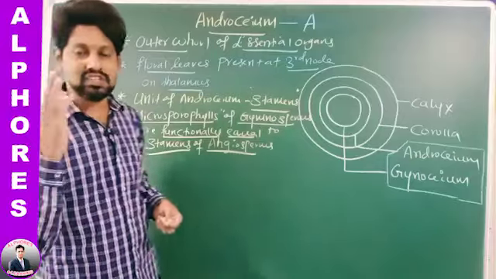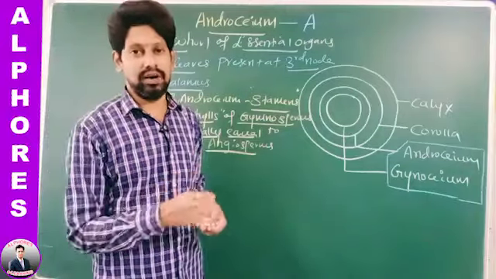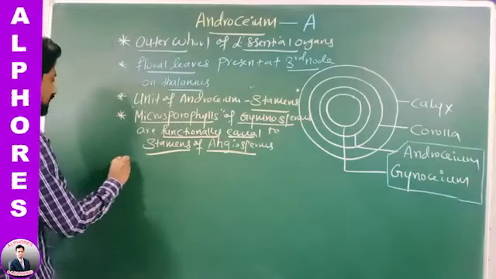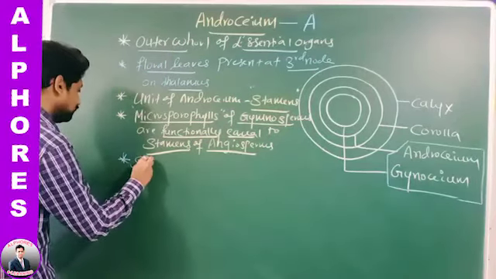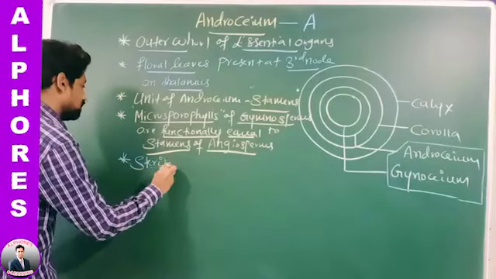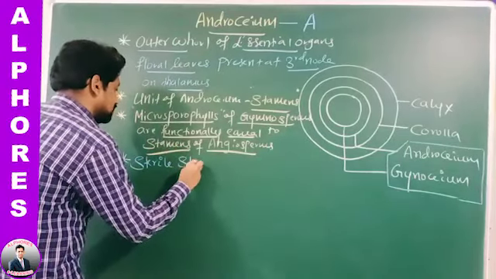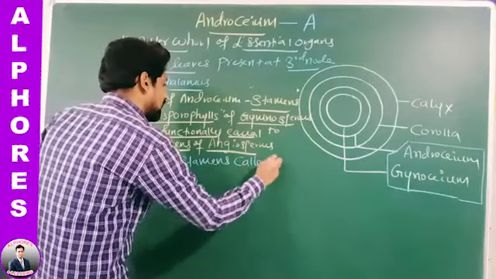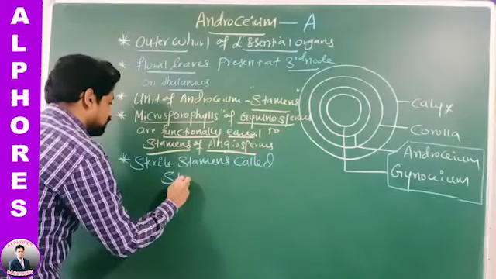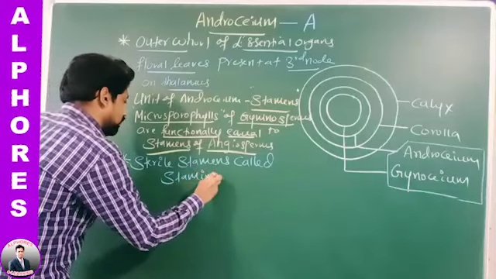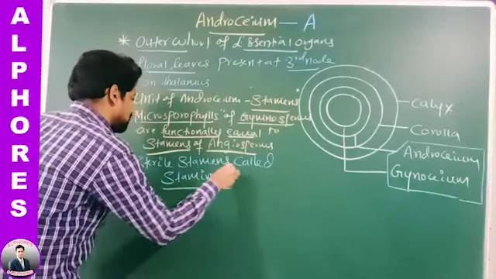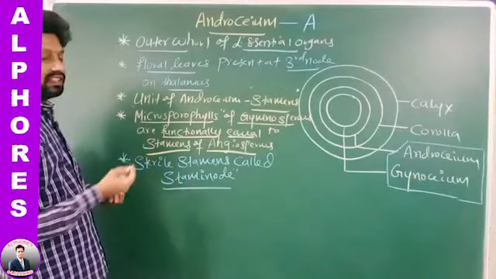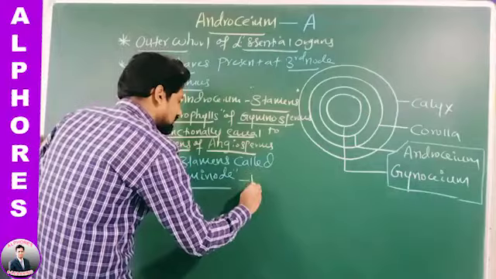Sir, sterile stamens are called staminode. Sterile stamens called as what, sir? Staminode. Sterile stamens called as a staminode. Okay, right? Sir, in which plants you can see this staminode, sir?